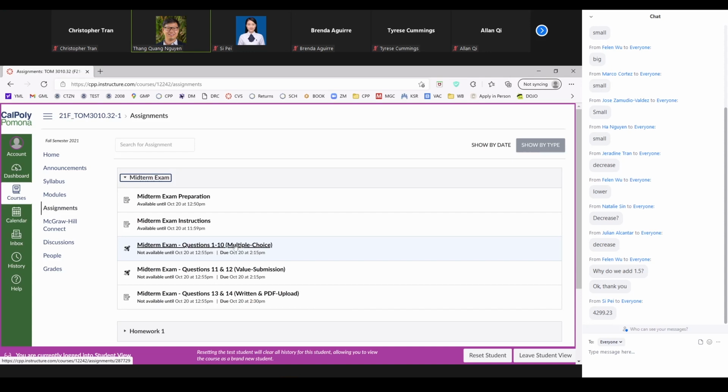So 1 through 10 are multiple choices. 11 and 12 are value submission only, right? That's why I put it right here. You don't have to upload anything. 13 and 14, you need to handwrite it and then upload the PDF file at the end, right? So those are the 3 actual links for the exams. They are locked now, right? If you click on that, they are not active yet.